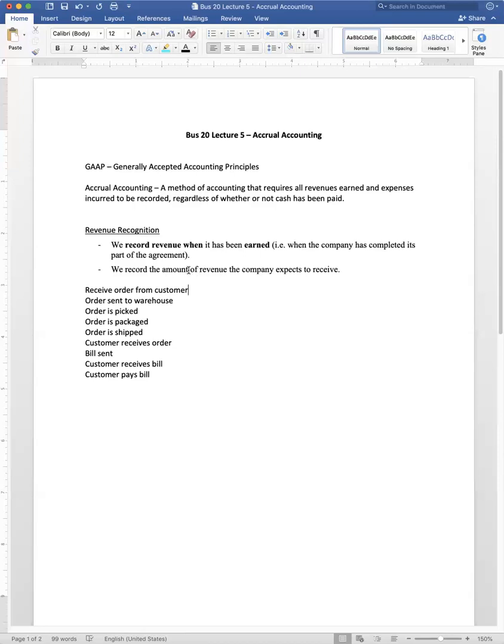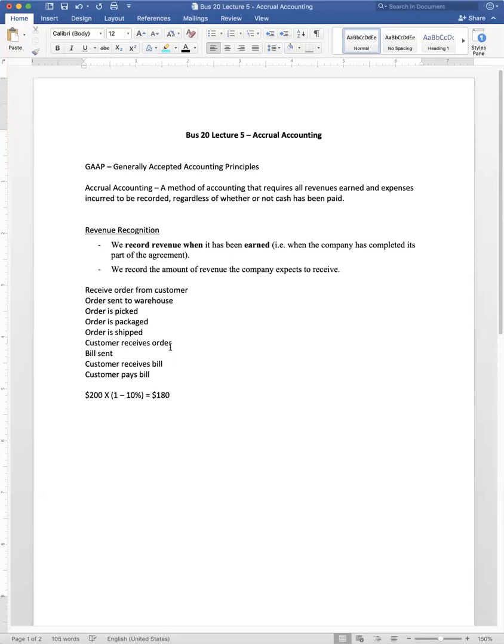Okay, the second part says that we record the amount of revenue the company expects to receive. Well, let's say that the book costs $200. But remember, your friend gave you a 10% off coupon. So are we going to record $200 of revenue? No, because that's not what the company will receive. Your friend gave you a discount of 10%. So you're only going to pay 90% of the price, which is $180. So that's the amount of revenue that would be received, right? So that's what the second part says.